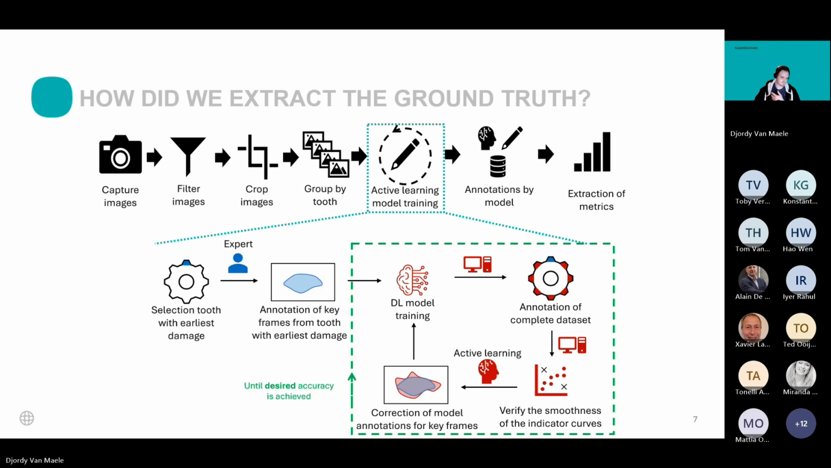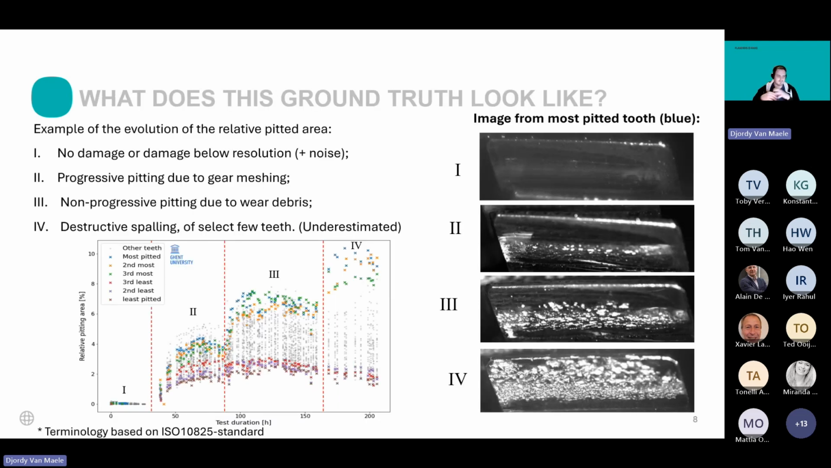Then, once we had a working deep learning model, we annotated the model itself. The model was used to annotate the full data set. And then finally, once the full data set was annotated, we were able to extract metrics. What does this then now look like? What can we now learn from these metrics? Well, I will give you an example of a single test we did, where we annotated the full data set and, for example, some of the things we can see.